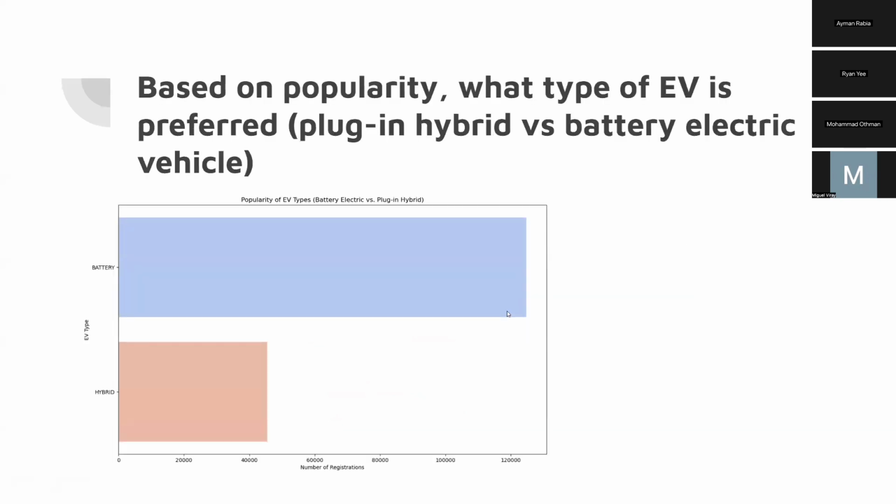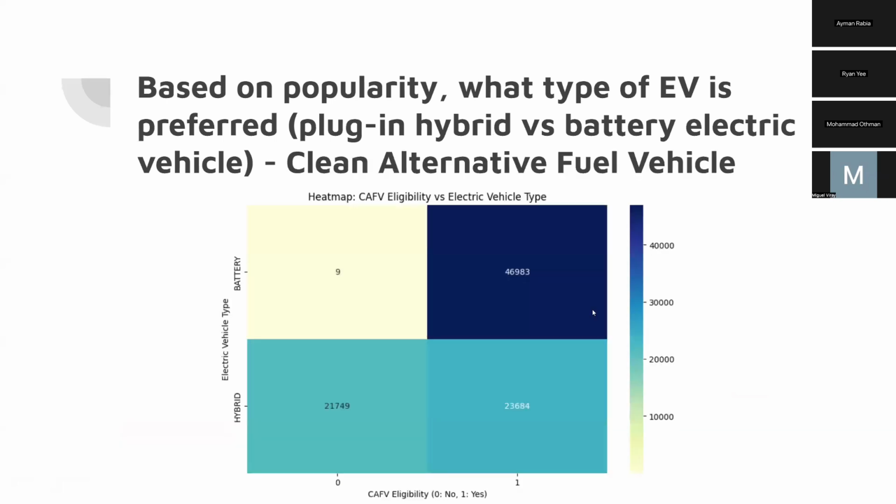So based on our findings, we were able to determine that battery electric vehicle is significantly more preferred than hybrid, almost triple the number of registrations of hybrid. Next slide. And then the heat map that we created here basically determines your clean alternative fuel vehicle eligibility. So Washington has programs where you can get benefits for having electric vehicles. And as you can see, there are significantly more battery electric vehicles that are eligible for this than hybrid. Yeah, next slide.